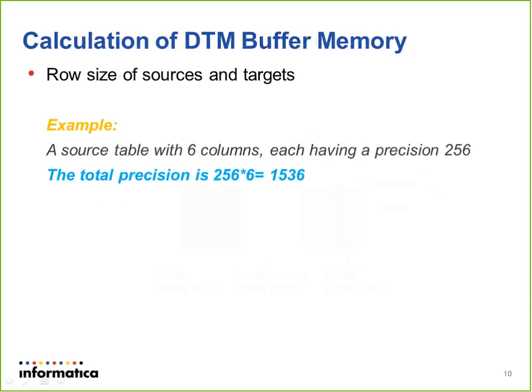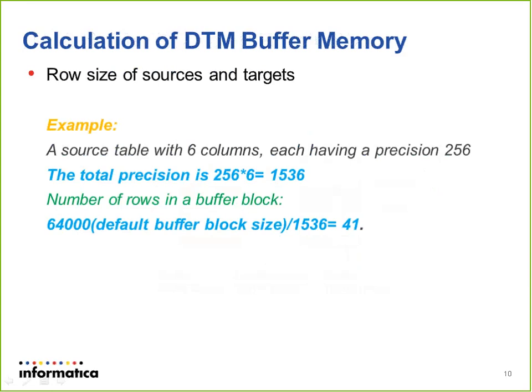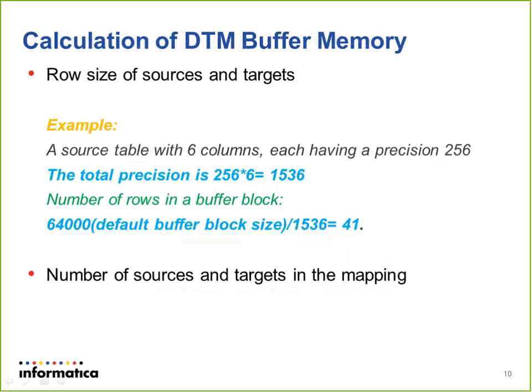For example, when you import a source table with six columns, each having a precision of 256, the total precision is 256 multiplied by 6. That is 1536. To find out the number of rows that would be accommodated in a buffer block, divide the block size by the total precision. We get around 41 rows in this case.